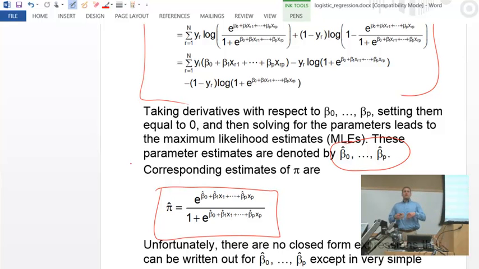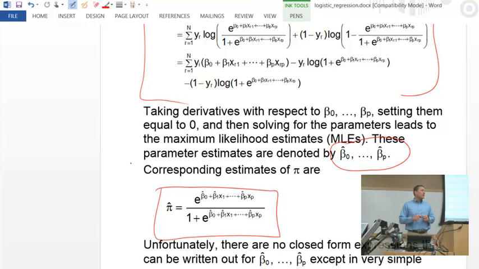So again, we maximize this likelihood function as a function of the betas. Those betas that maximize it are the maximum likelihood estimates, the beta hats. Well, what's the actual numerical process that's used to maximize the likelihood function? Unfortunately, there's not a nice little closed form solution for what beta hat 0, beta hat 1, beta hat sub p are equal to. You cannot actually write it out, except in very special cases.